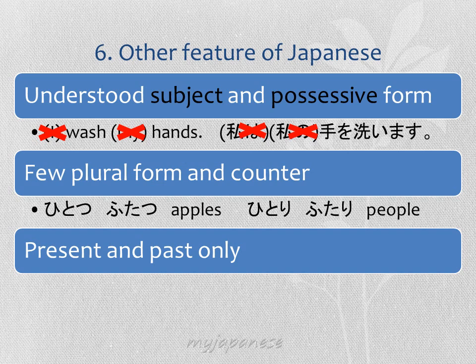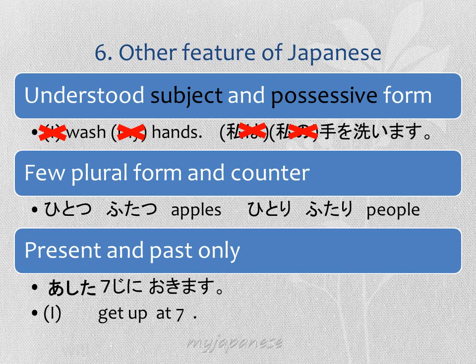Last one is about tense. As I mentioned, tense is decided by conjugation form of predicate. Basically, there are only two tenses, present and past in Japanese. Other tenses will be decided by the context. For example, if you say 7時に起きます, which means I get up at 7. This sentence is considered as present tense. If you add 明日 meaning tomorrow to the same sentence and say 明日7時に起きます, I will get up at 7 tomorrow. This sentence will be considered as future tense.